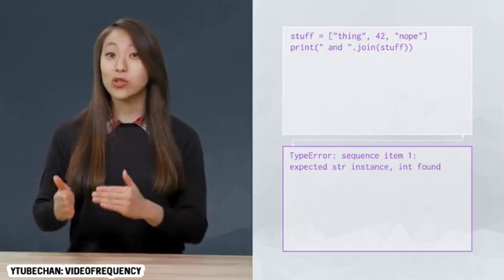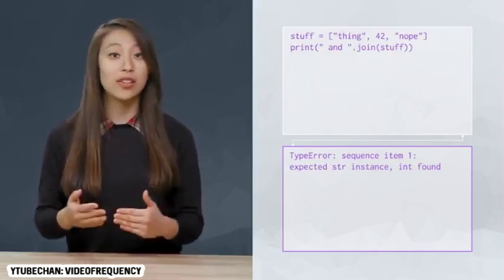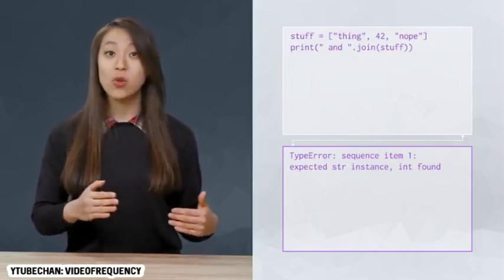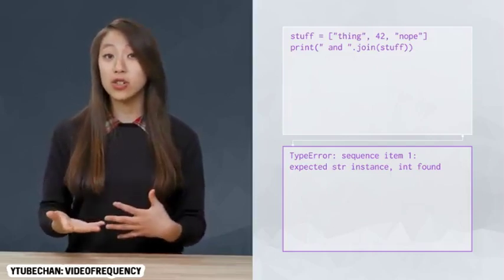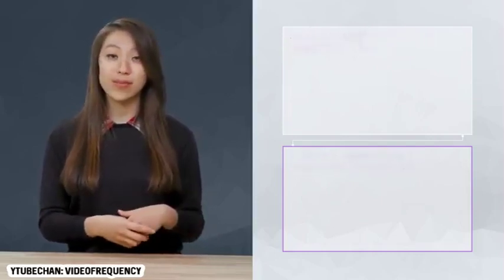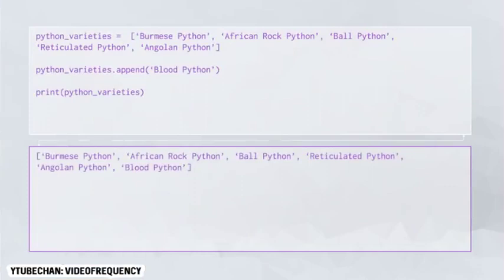Also, note that join will trigger an error if we try to join anything other than strings. We get an error here because an integer was included in the list. Lastly, a helpful method called append adds an element to the end of the list. Next, you'll practice working with lists and explore more list methods.